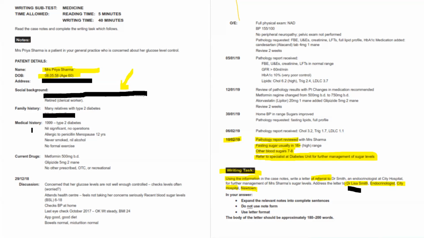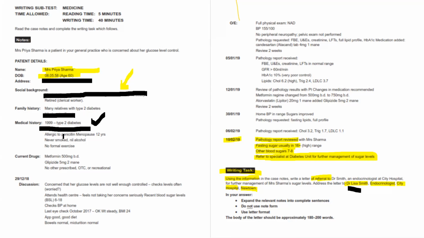Okay. Medical history. In 1999, the patient was diagnosed with type 2 diabetes. Is it important to mention this? Yes, it's very important. "Nil significant, no operations." Is it important? No, not important.